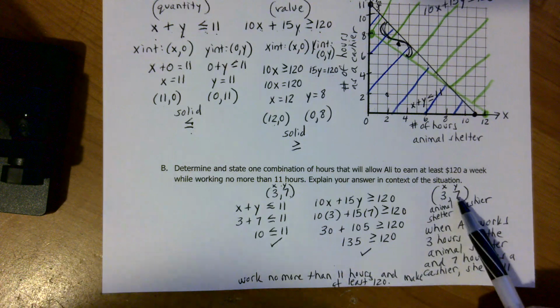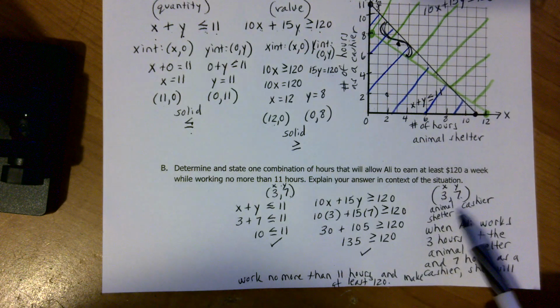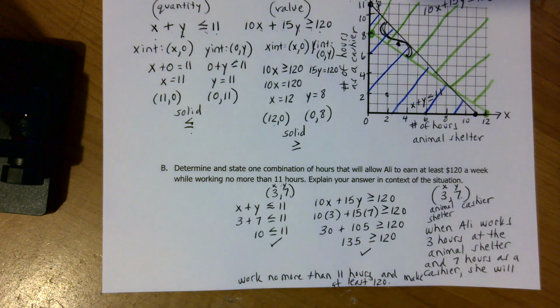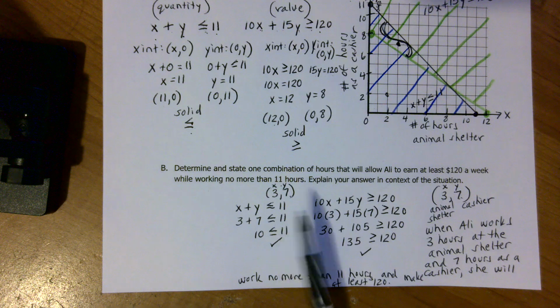You need to make sure you explain that the 3 represents the number of hours at the animal shelter and the 7 represents the number of hours as a cashier. And that is how graphing a system of inequalities can help us find an answer to a word problem.